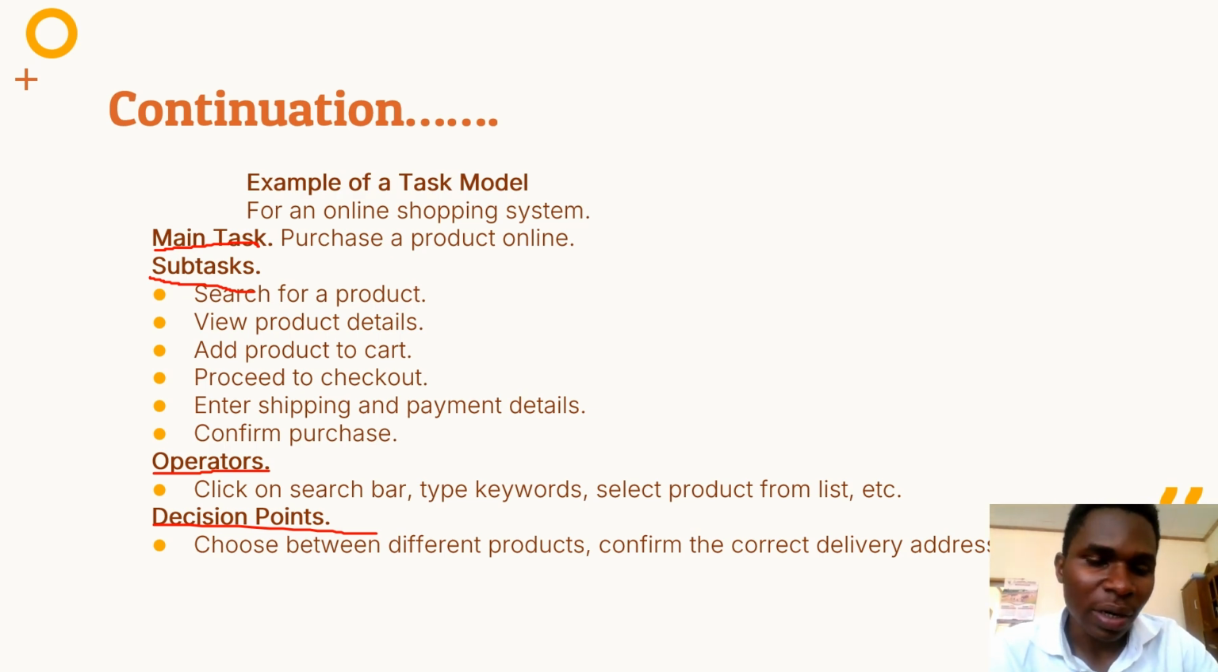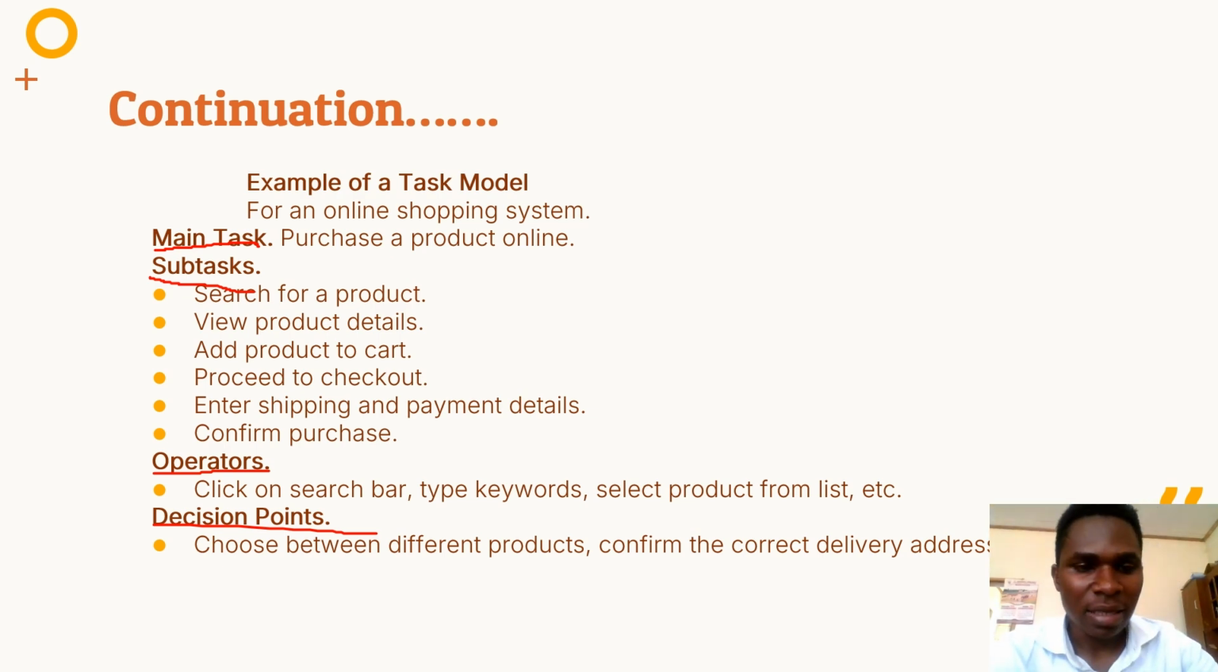Purchasing a product online. If that is the main task, and we break down this main task into a number of subtasks, we would have one, searching for product. When you visit the product line, you would search for the product you need, view the product details, add the product into the cart, proceed to the checkout, enter shipping and payment details, and confirm purchase. These are the subtasks that would be involved in purchasing a product online.